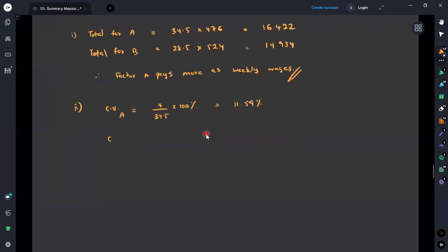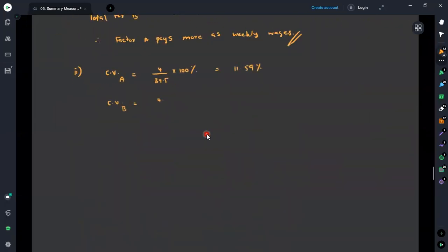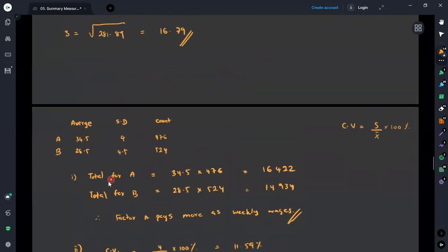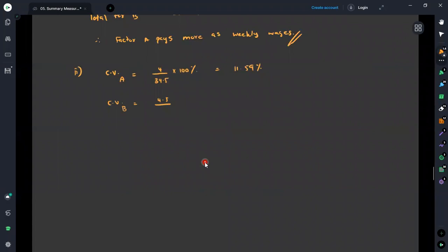Then for the coefficient of variation for factory B, we take the values: 4.5 is the value they have given for the standard deviation. Then the average is 28.5, multiplied by 100. You can see that the variability is 15.79. Therefore, we can see that factory B has the higher variability.